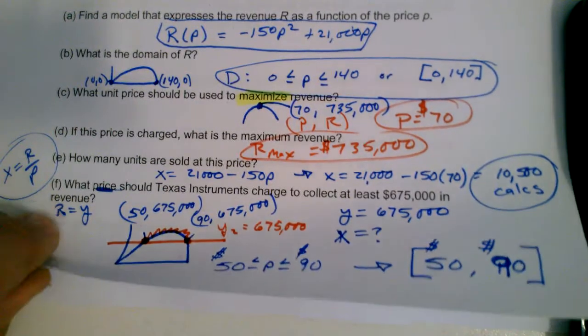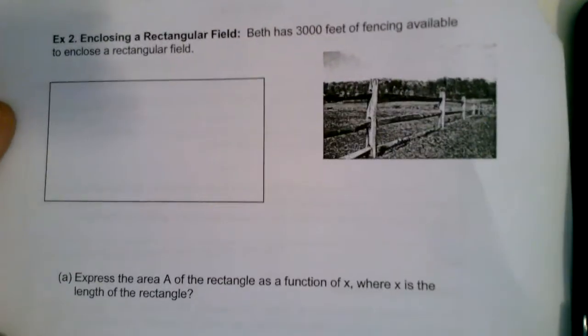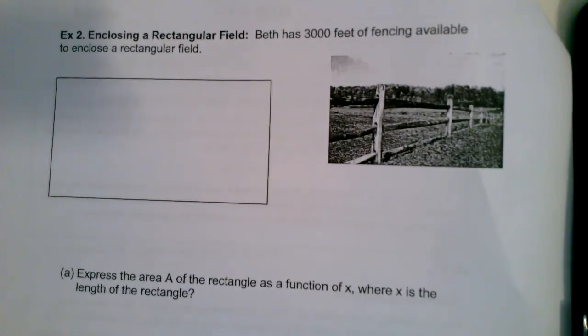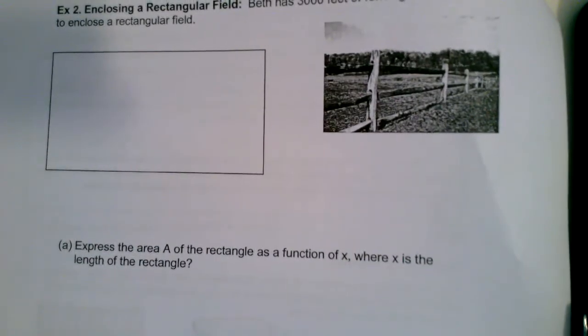All right. I'm moving on to the last one. Maybe you're going to be a farmer. We got farmer Emily P. Who knows? She wants to enclose a rectangular field, and Emily has 3,000 feet of fencing available to enclose a rectangular field. So here we go. It says express the area A of a rectangle as a function of x, where x is the length of the rectangle.